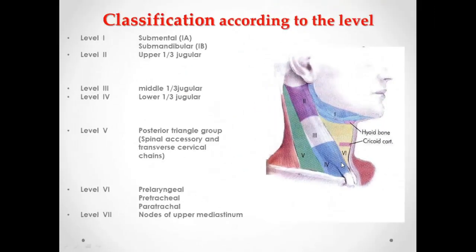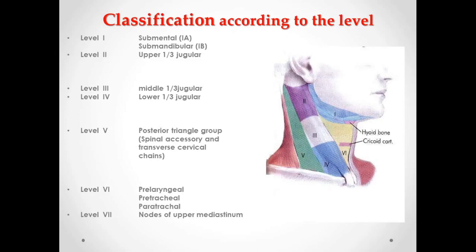According to the level, this is a very, very important subject. The lymph nodes can be divided according to the level, because this classification is important, especially during malignancy or lymph node metastasis, when the tumor is transmitted to the lymph nodes. This is very important in any malignancy in the head and neck that is transmitted to the lymph nodes. This will determine the treatment, either surgical or medical, chemotherapy or radiotherapy. This classification is very important clinically.